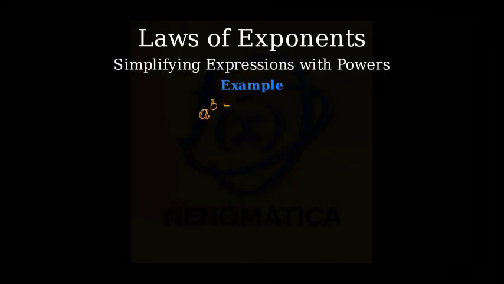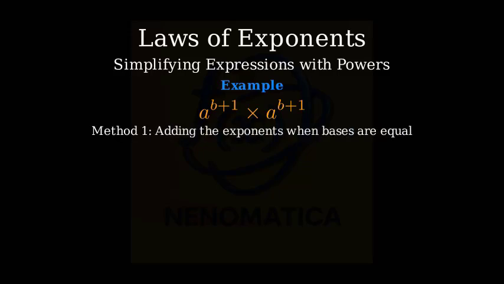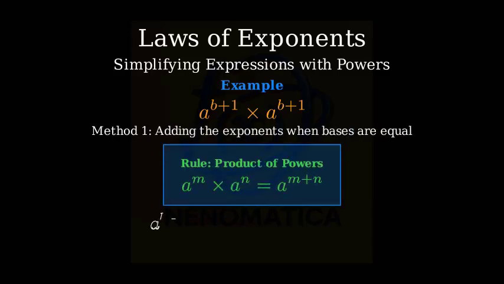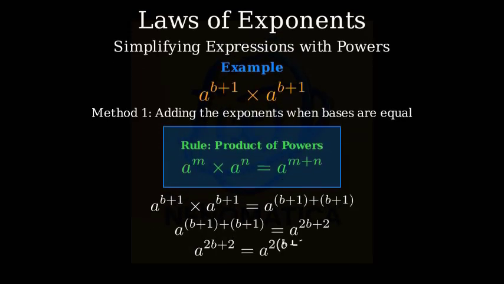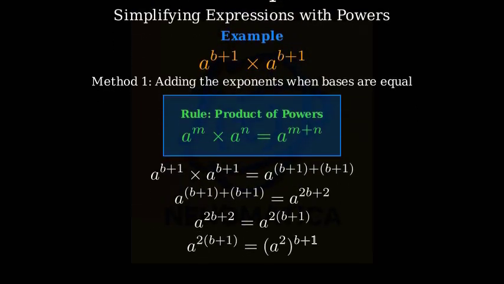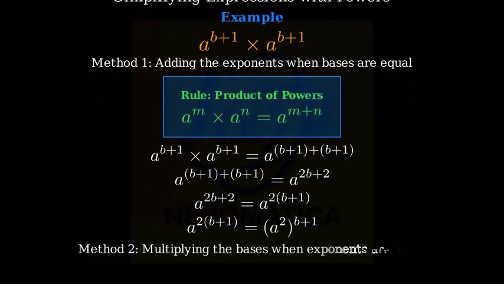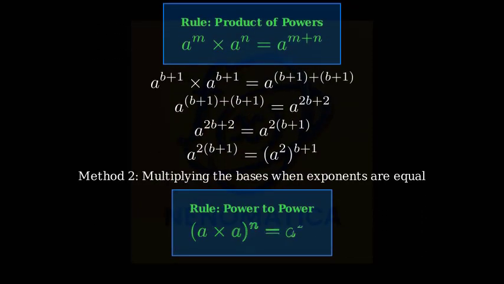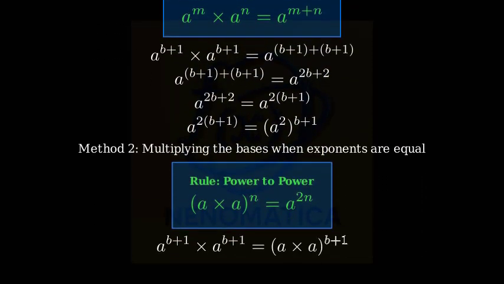Let's start with our first example. We need to find the value of a raised to the power of b plus 1 times a raised to the power of b plus 1. Let's solve this using two different methods. For the first method, we'll add the exponents when we multiply powers with the same base. Now, we simplify the expression in the exponent by adding b plus 1 and b plus 1. For the second method, we'll first multiply the bases, since they're the same, and then apply the exponent.